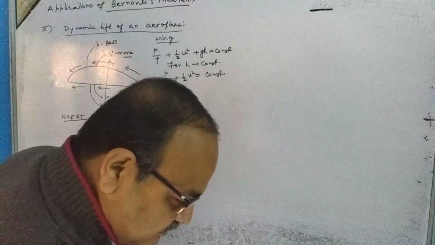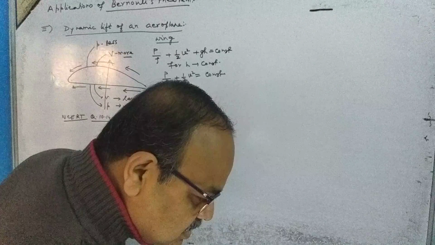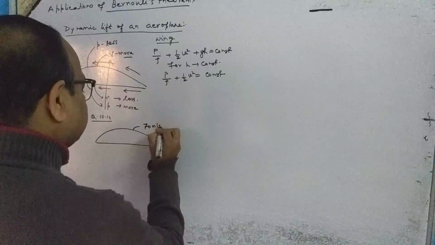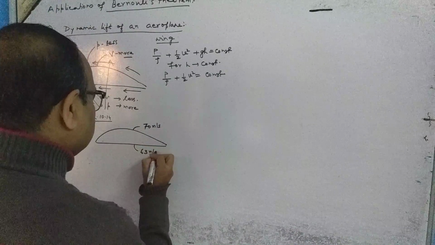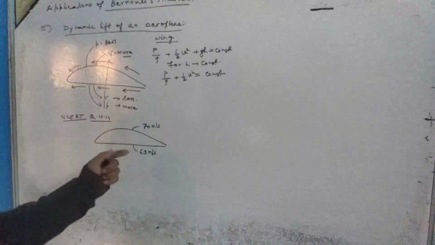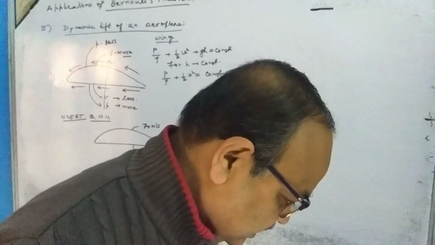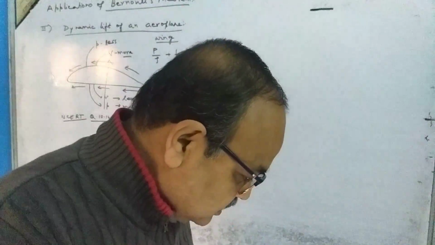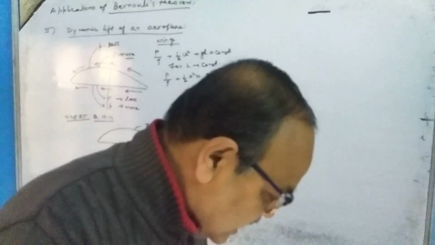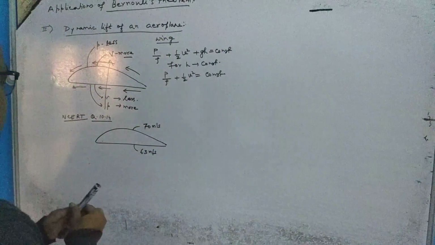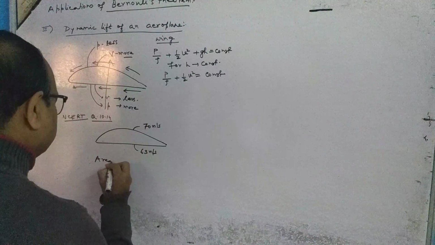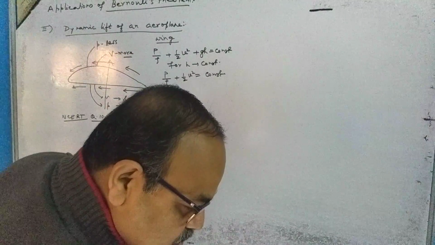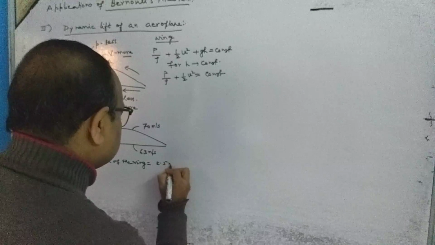Here, upper surface, it has the upper wing 70 meter per second. Here 70 meter per second, and here 63 meter per second. Okay, the velocities or the speeds. Okay, what is the lift on the wing? What is the lift on the wing? Okay, if its area, area of the wing, is how much? It is 2.5 meter square.